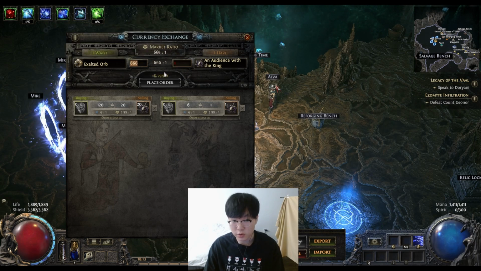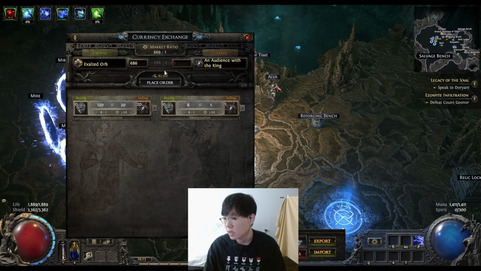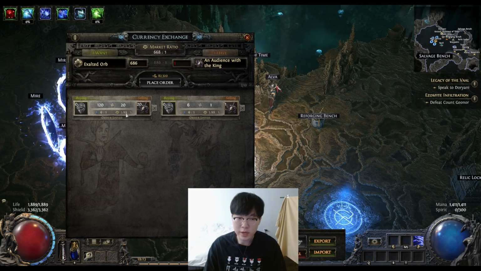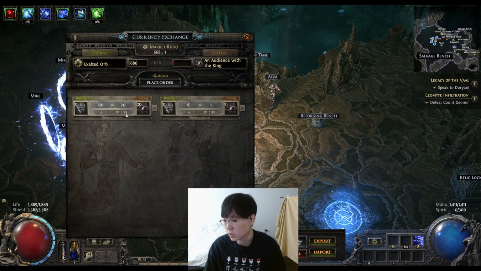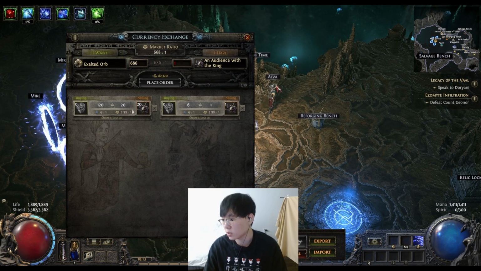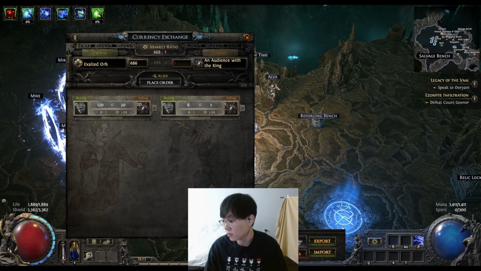I'd actually just sell right here 686 Exalteds, no need to convert to Divine. However, I find it better to convert to Divines in this case because the price for Divines is in that Goldilocks zone where it's really close to the next amount. So 5.88 is really close to 6. And people are willing to pay that price just for the ease of convenience. And you can make a profit from that.